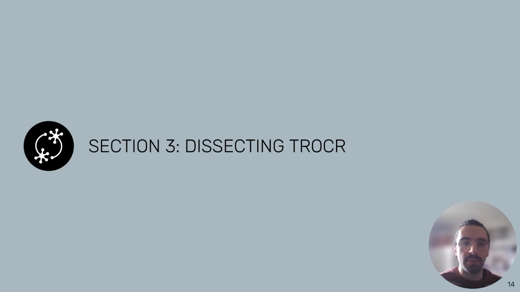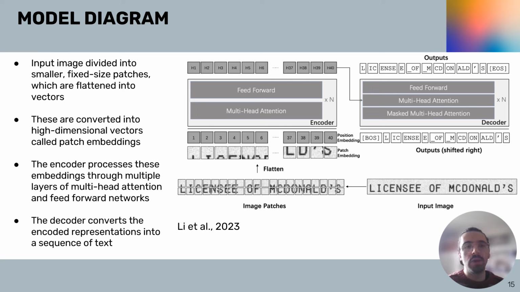Welcome to section 3. In this section, we will have a look at what is inside the TrOCR model. Now, let's have a look at the flow of this model, from the input image to the final text output. The model recognizes text from an input image by following these steps.